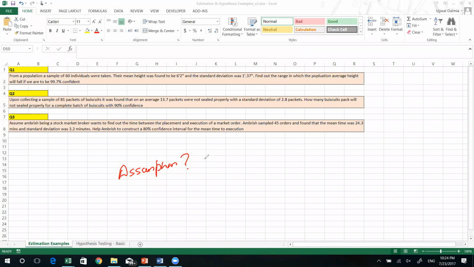No, Kirti, not about the estimation. We assume something about the population mean, and then we try and test if our assumption is correct or not.